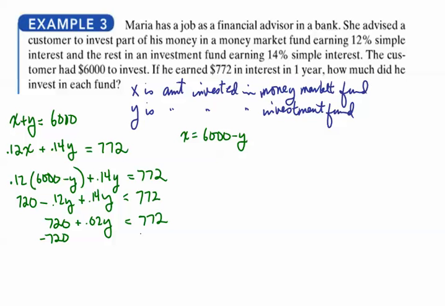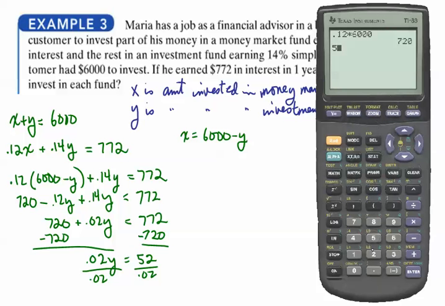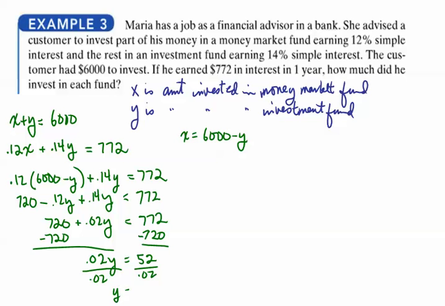Subtracting 720 on both sides leaves me with 0.02y is equal to $52. If I were to divide both sides by 0.02, bring back my calculator, then that will give me 52 divided by 0.02 is 2,600. So y is equal to $2,600. And we do have an equation for x above.